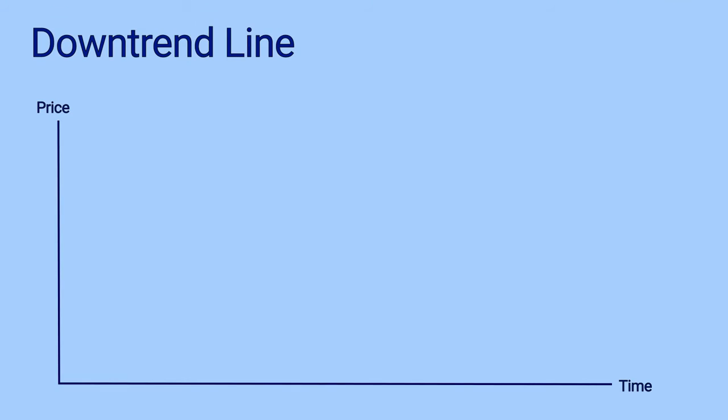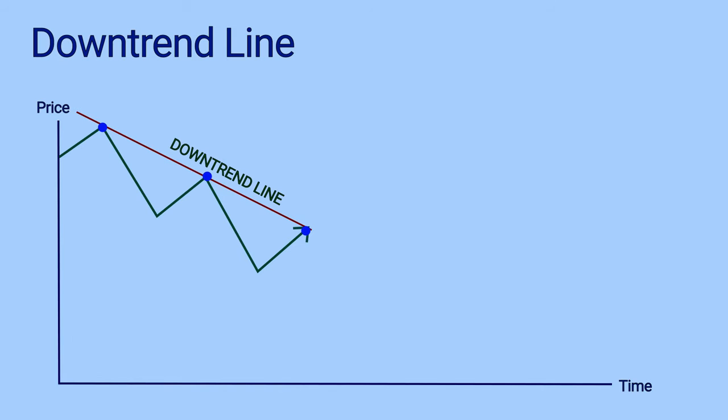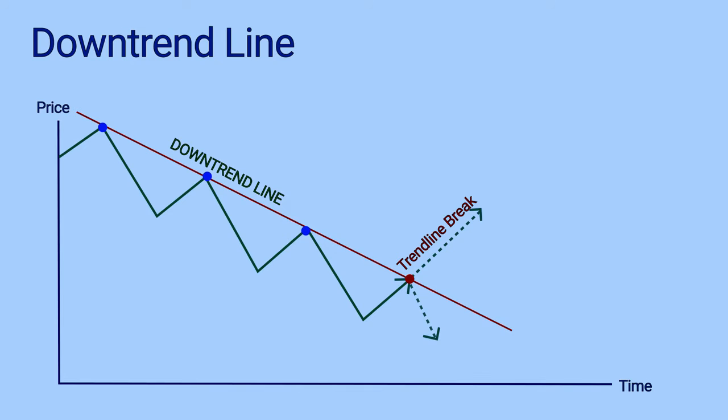Similarly, in a downtrend, what can happen is that after the first down move there is a pullback, and after the second down move there is again a pullback. Joining the tops of these two pullbacks we can draw a downward sloping trend line. Now the third time the trend line is reached, the price can break the trend line and go higher, or it can take resistance at the trend line and go lower.